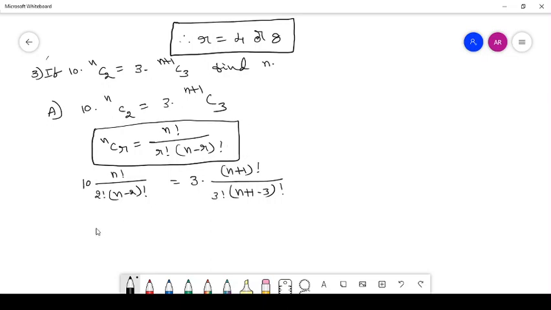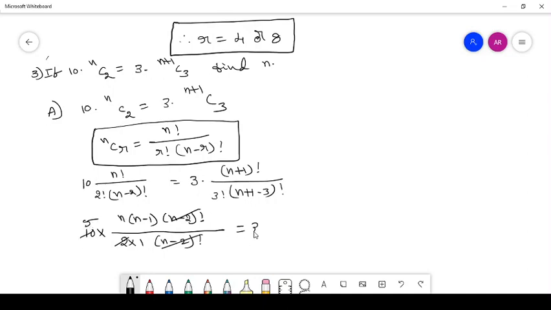Next, 10 into n factorial can be written as n into (n minus 1) into (n minus 2) factorial. 2 factorial is 2 into 1, into (n minus 2) factorial. (n minus 2) factorial will be cancelled. 2 fives are 10.